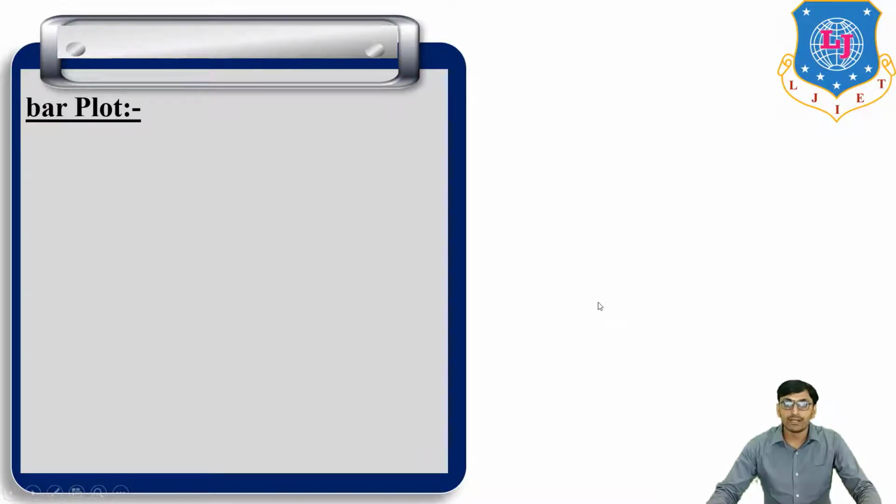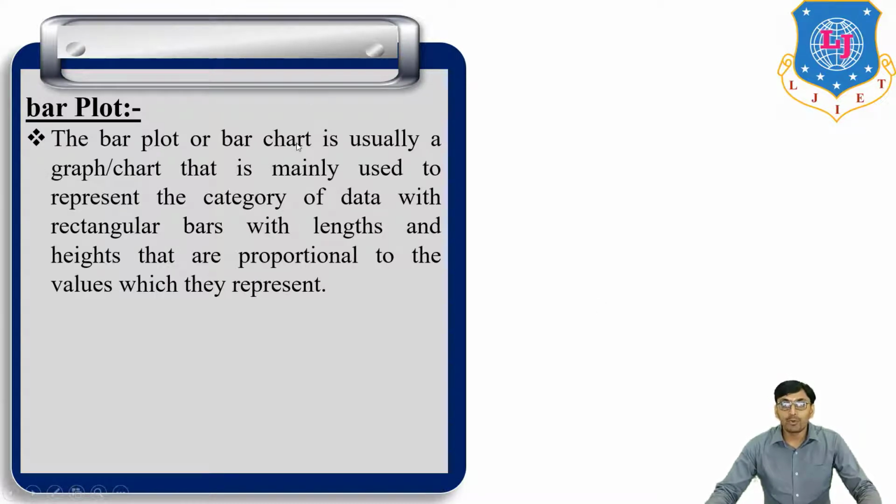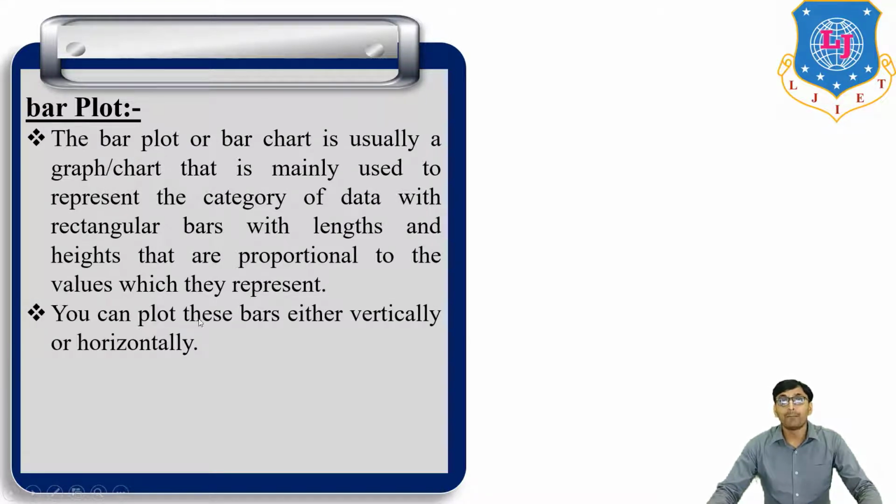So first one, bar plot. The bar plot or bar chart is usually a graph or chart that is mainly used to represent categorical data with rectangular bars with length and height that are proportional to the value which they represent. Okay, you can plot this bar either vertically or horizontally.